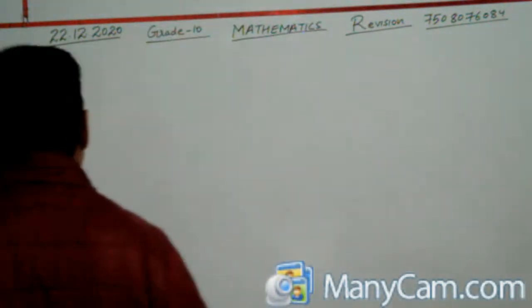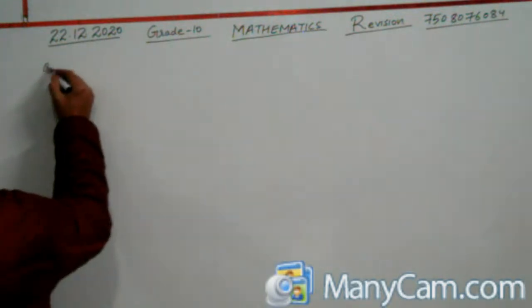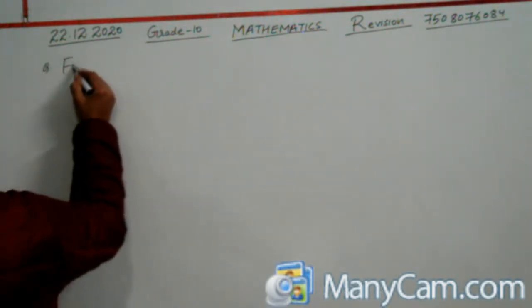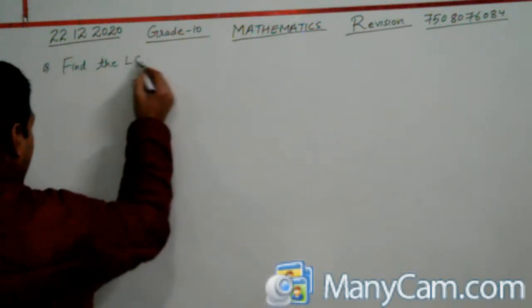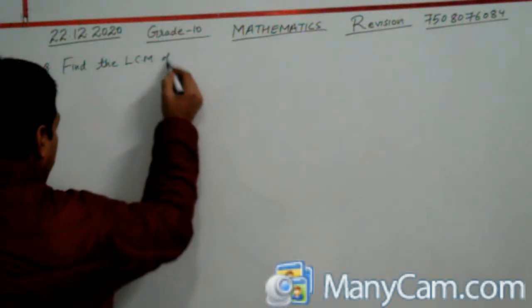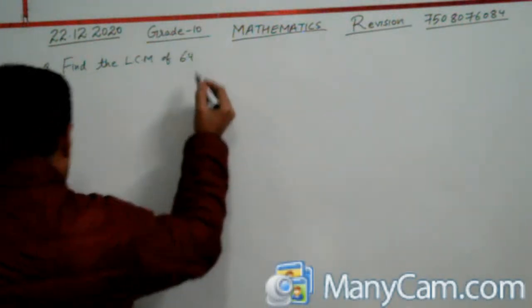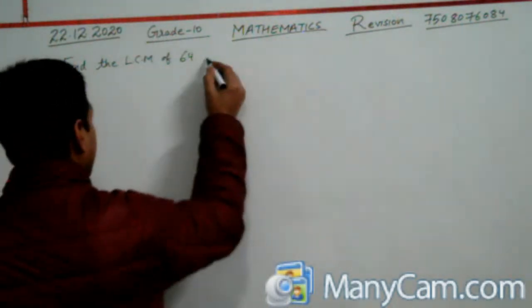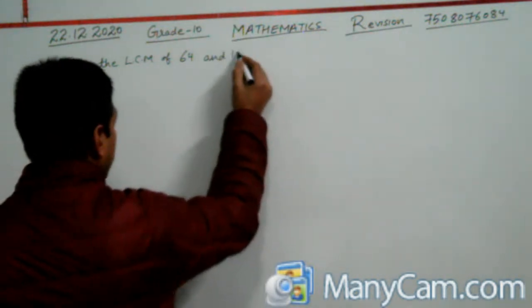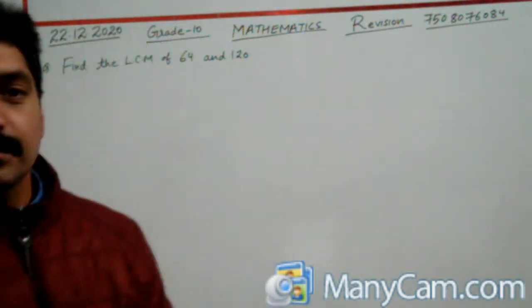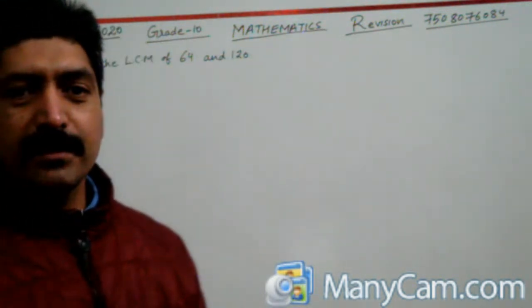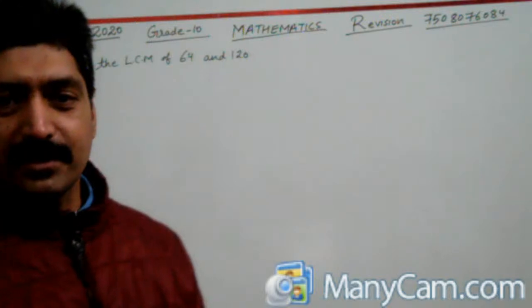In revision, let's start with the very basic question. Find the LCM of 64 and 120. The question can be asked by the division lemma and also by the prime factorization method.